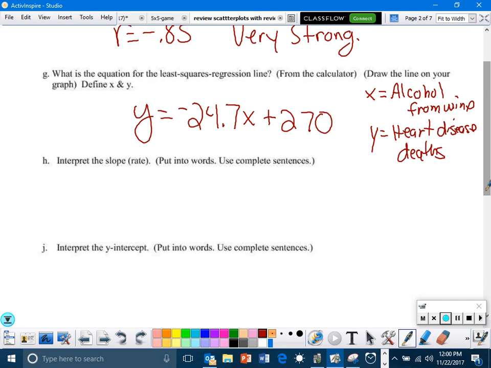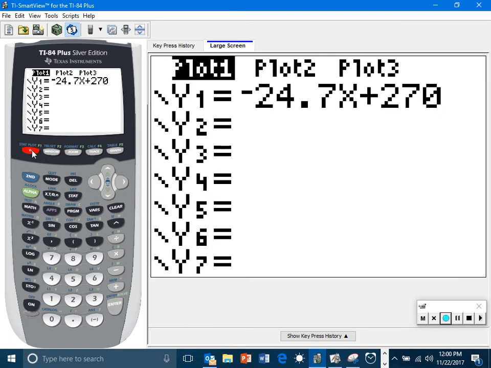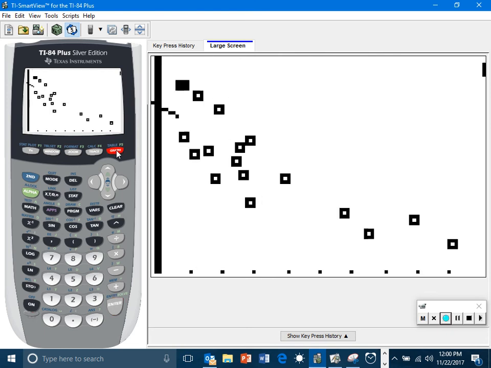All right, before I interpret, I'm going to type this equation into my calculator. So I'm going to go to my y equals. I've already preloaded it in there. So I type that into my calculator, negative 24.7x plus 270. I'm going to hit the graph button, and the line is going through the dots.